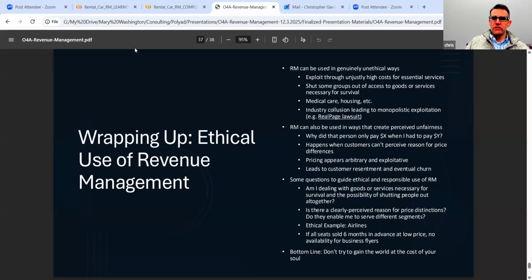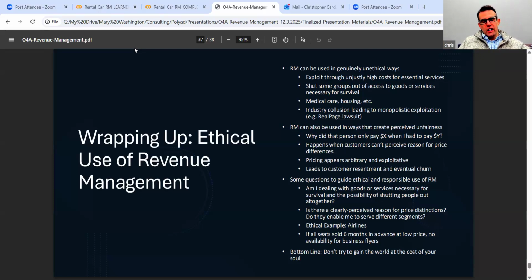So one of the things you don't want to do, or you just want to be mindful of, is exploiting through unjustly high costs for essential services, right? So when we're talking about rental cars, people use those when they go on vacation, and yes, it would be nice to get a luxury car. Maybe that's out of your price range, but if you can't get a luxury car, or even a compact car on a particular day, that's not going to destroy your life if you think about it, right?